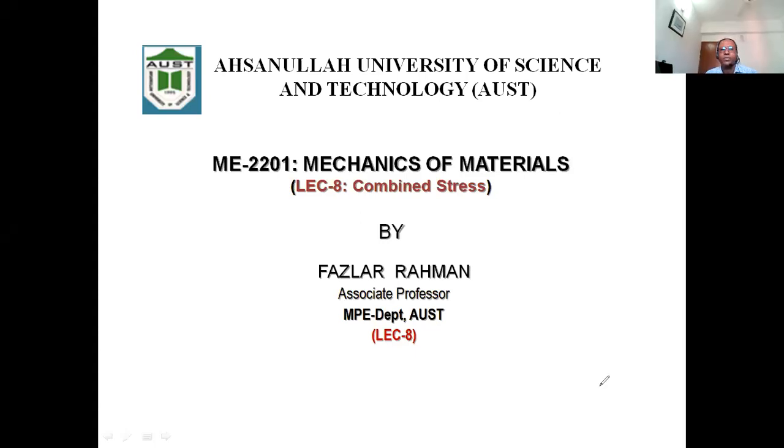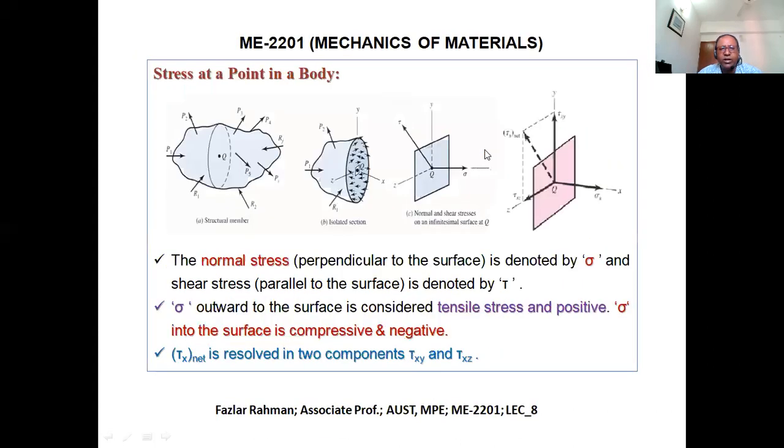So we are discussing combined stress, right? Or Mohr's circle. If a body has multiple stresses in different directions, then what will be the resultant effect? That's what we are working on. In the last class, we stopped right over here.